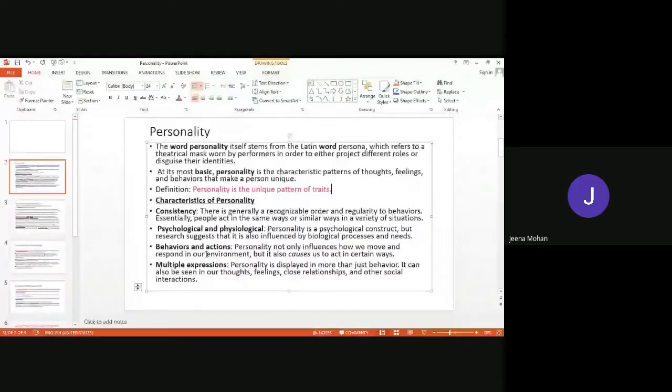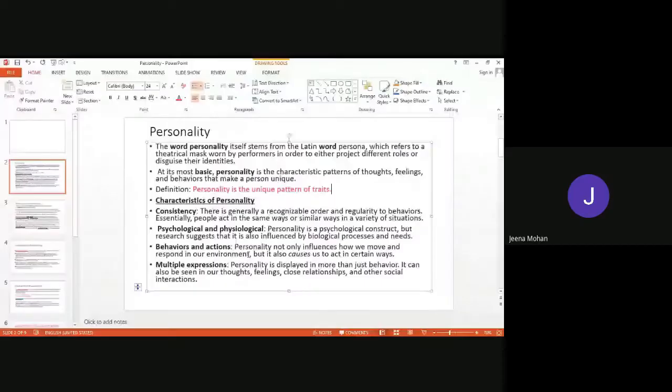The next point is, what are the causes for a particular type of behavior? Why in a particular situation are you behaving in a particular way? What is the cause for that particular type of behavior? These also can be considered a characteristic of personality. So personality not only influences how we respond to our environment or surroundings, that is very important, but also what the causes are for a particular type of behavior. So these two aspects, behavior and action, have a direct impact on our personality.